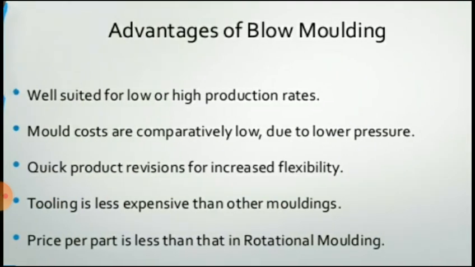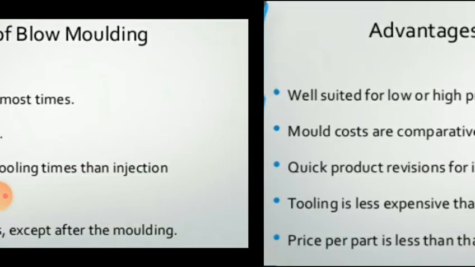So advantages of the blow molding process. It is well suited for low or high production rates. Mold costs are comparatively low due to lower pressure. Quick product revisions for increased flexibility. Tooling is less expensive than other moldings and price per part is less than that of rotational molding.